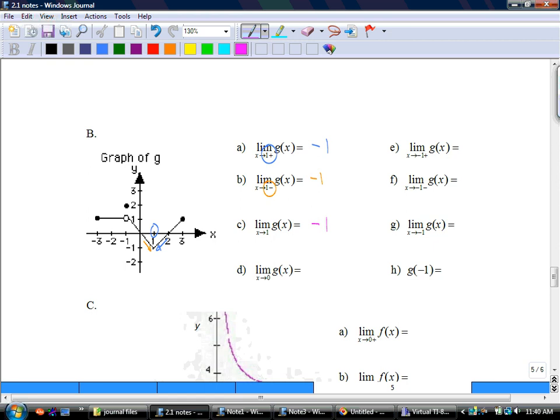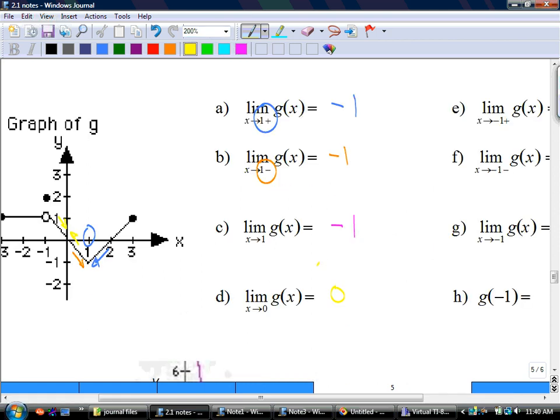Okay, D says go towards 0 from both directions. Well, when you do that, you get an answer of 0. No, you don't even care. You don't even see them. That's the key.